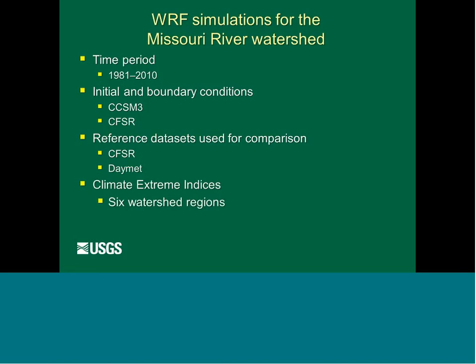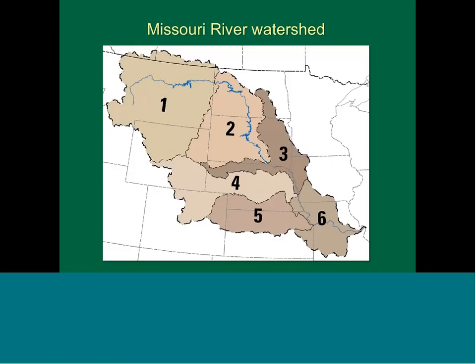And I'm going to be showing climate extreme indices, looking at the 6 watershed regions within the Missouri River watershed. Just to remind you, the watershed regions generally successively drain downstream within the Missouri River watershed. It helps us focus in on fairly unique watershed areas within the overall basin.